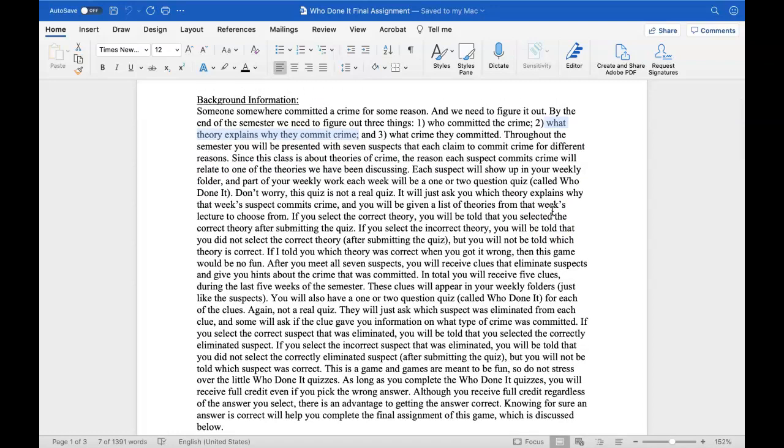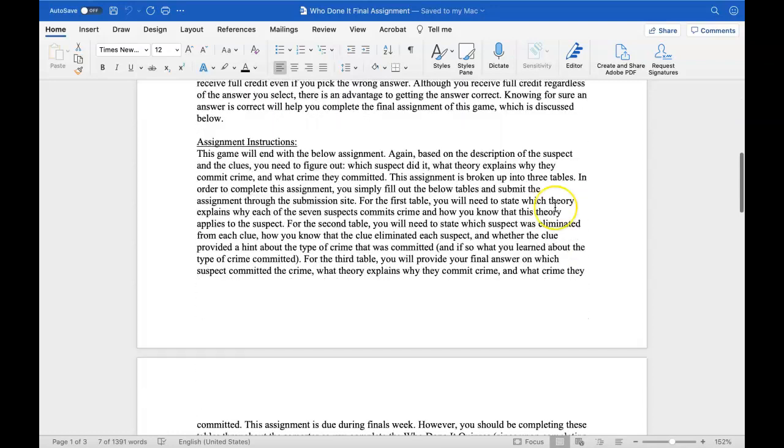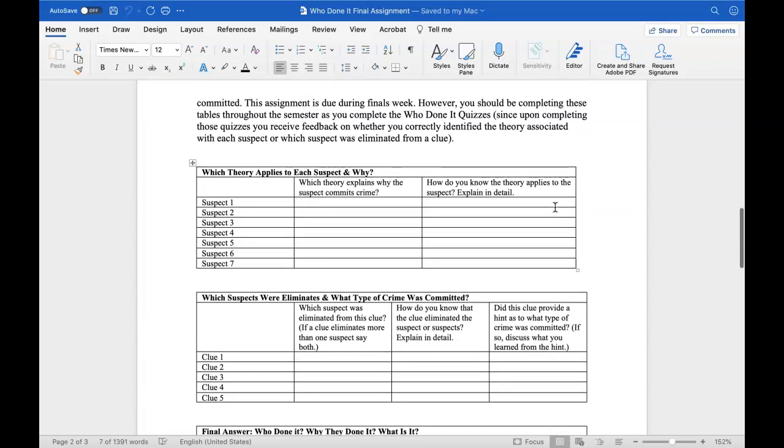So let me go ahead a little bit. Remember, you're going to have a final assignment on these. I encourage you to fill out this table, which is part of your final assignment. This is table 1. I encourage you to do work on this throughout this first seven weeks of the semester.